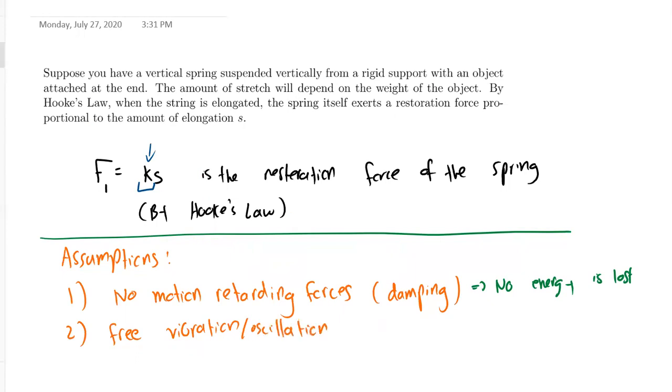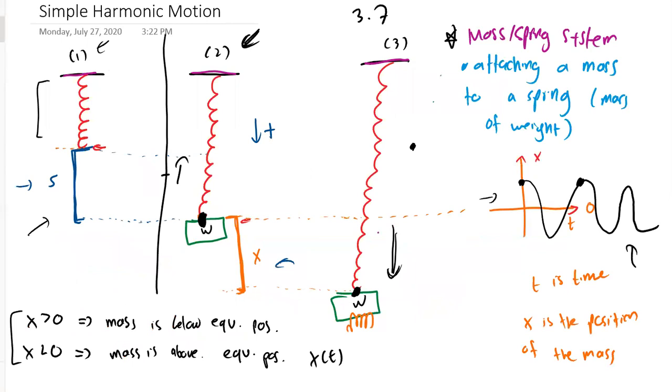This assumption means that when we let go of the spring, the oscillations are entirely dependent on the restoration force of the spring and the weight of the object. So what could be the opposite?